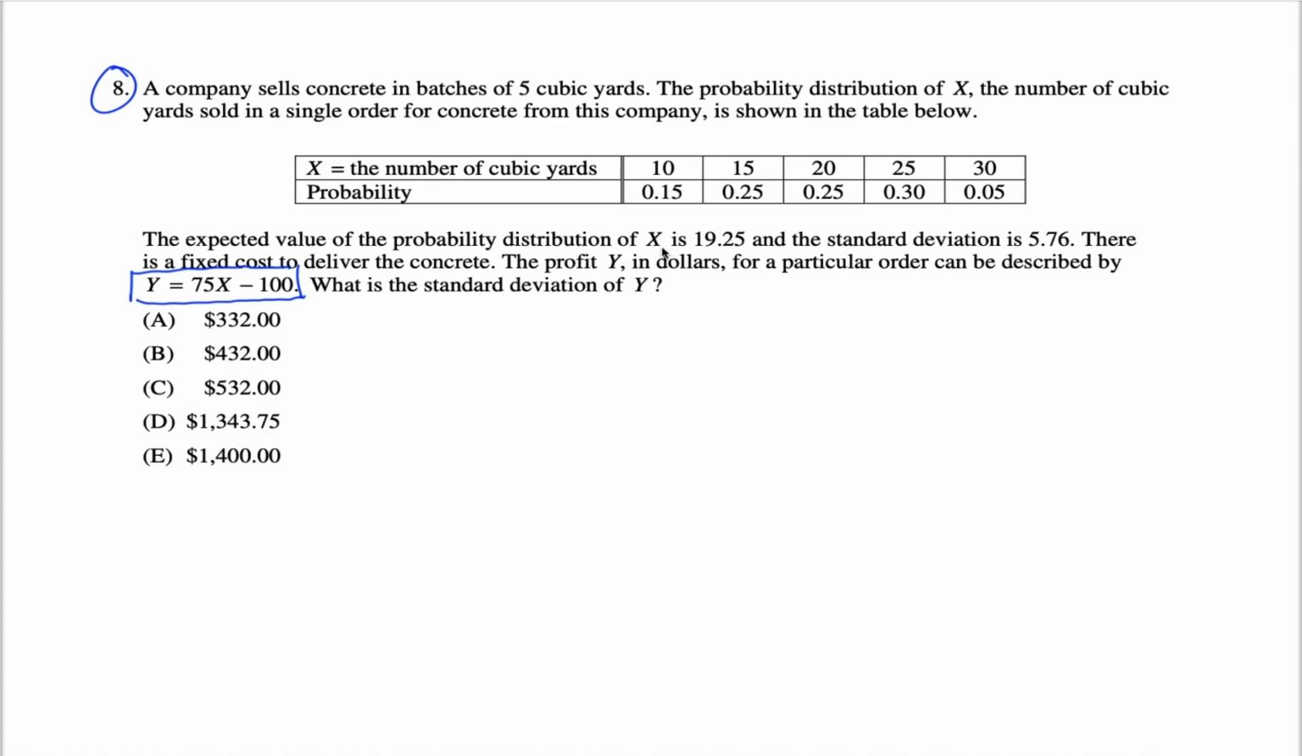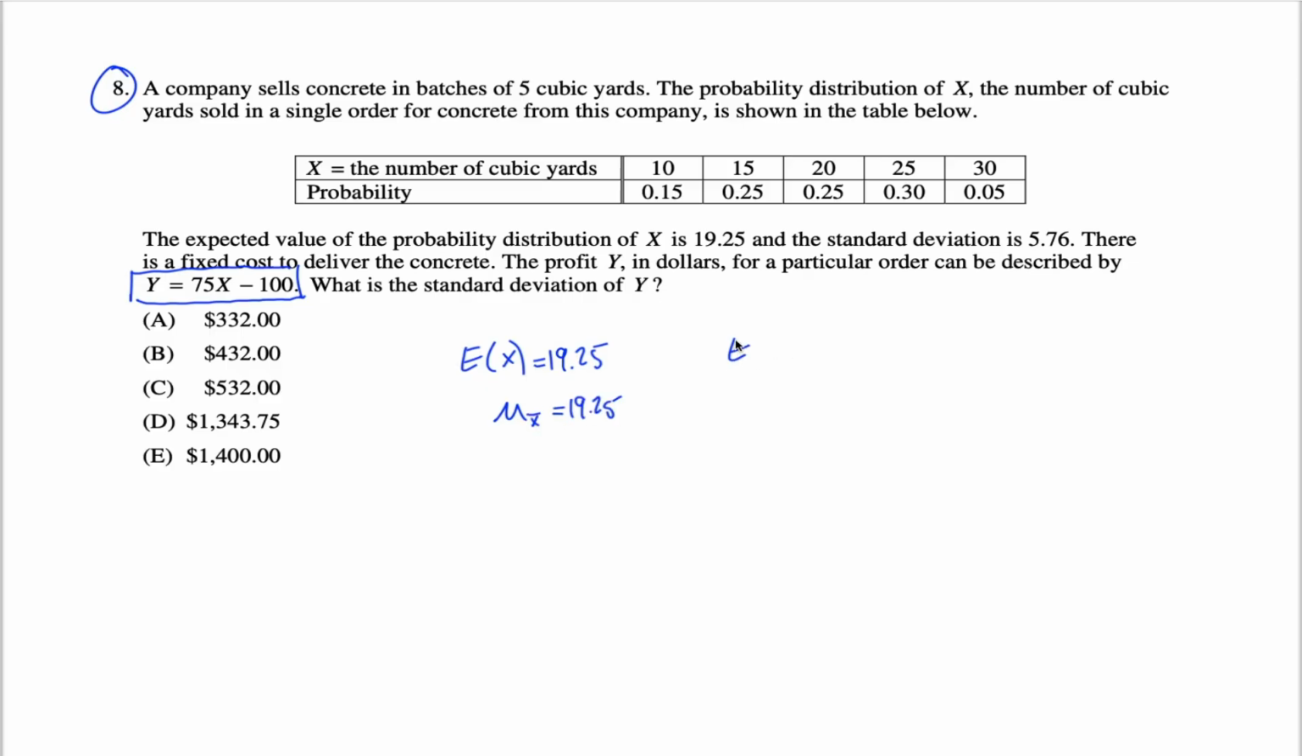X is a random variable, right? It has a 15% chance of being 10. It has a 25% chance of being 15. Has a 25% chance of being 20, 30% chance of being 25, and a 5% chance of being 30. Turns out you don't need any of that information either. And the reason why is because they tell you the expected value of x is 19.25. You can write that as the expected value of x is equal to 19.25. In other words, the mean of x is 19.25.